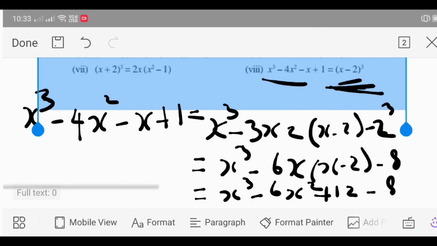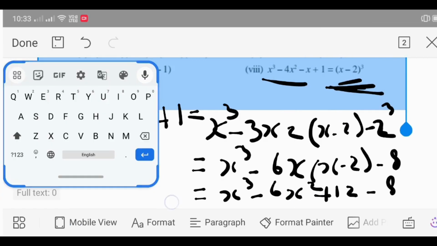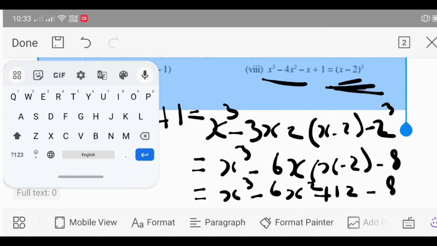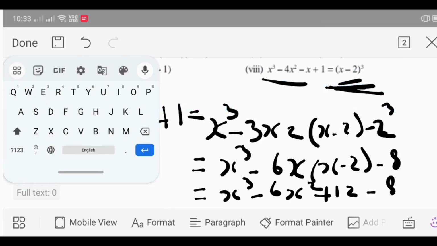Okay, now we need to bring the right side to the left side.